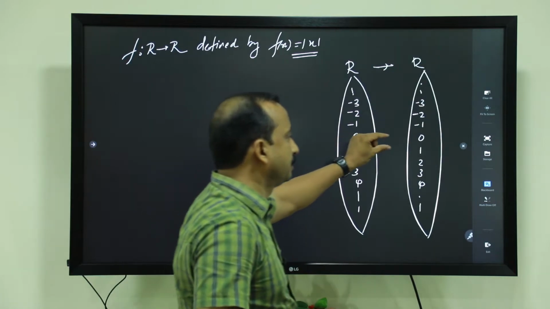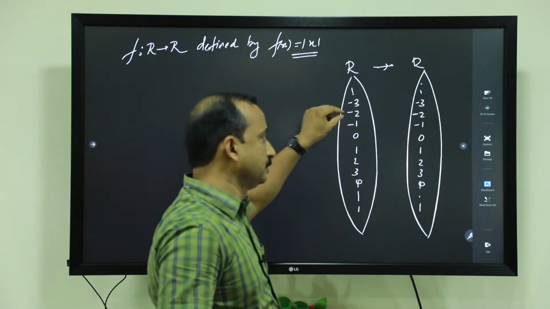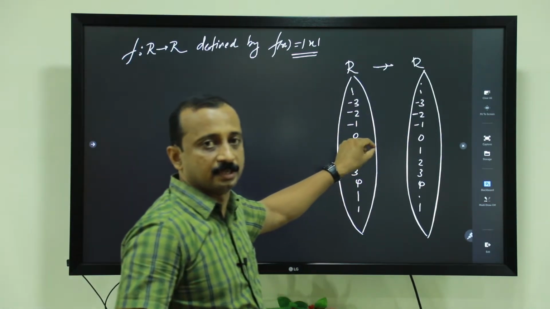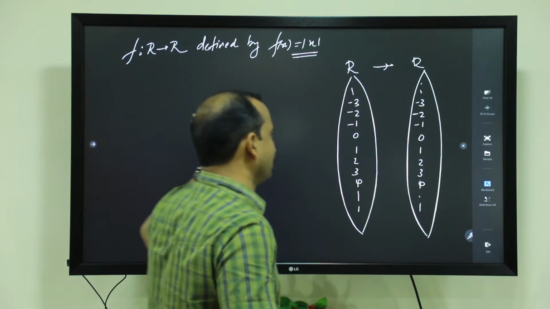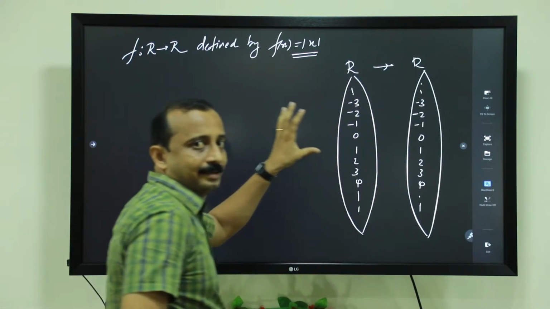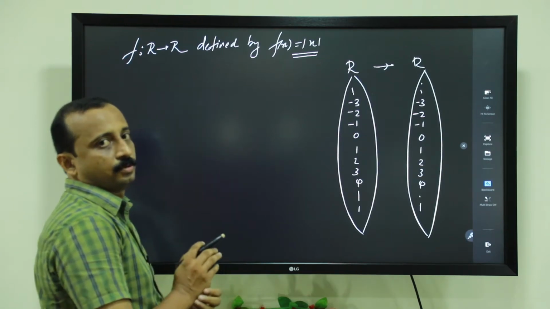There are a lot of numbers lying between 0 and 1. Plotting these numbers is very difficult because space is not available. So we plot only integers. That's enough to prove 1-1 or onto.